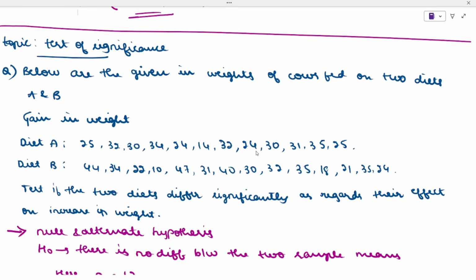That is test of significance. Below are the weights of the cows fed on two diets, A and B. They have given gains of weights of two cows, as diet A and diet B. In order to do that, first you have to take the null hypothesis and the alternate hypothesis. For the null, you will consider no difference, that means if you take two samples, there is no difference between them.